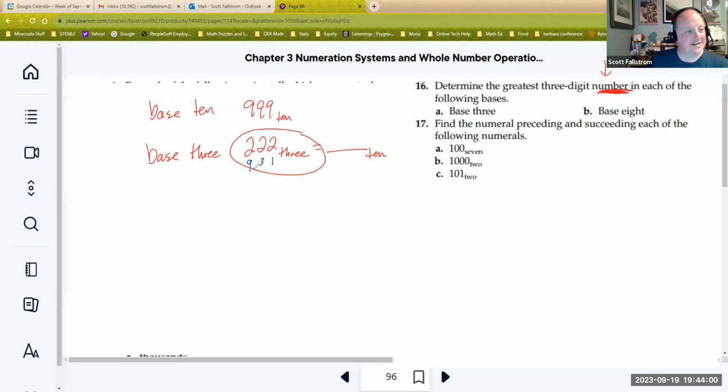So 9 times 2 is 18. 3 times 2 is 6. And 1 times 2 is 2. So 6 plus 2 is 8. 8 plus 18 would be 26. So this would be 26 base 10.